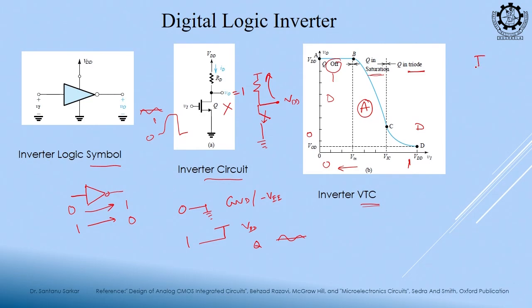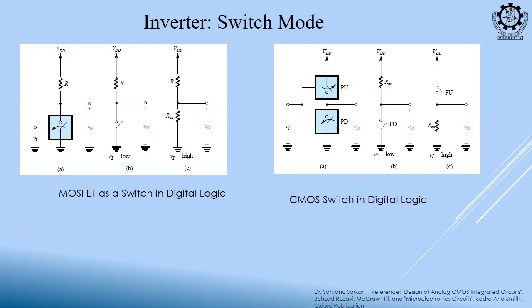Similarly, if this is shorted, suppose this switch is closed, shorted to ground, now what is my output? It is shorted to ground, na? So, logic 0. So, this CMOS is behaving like a switch, either off or on. Okay. So, in digital circuits we can replace the MOS with a switch and analyze the circuit.